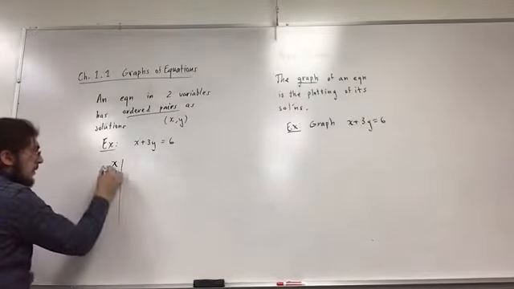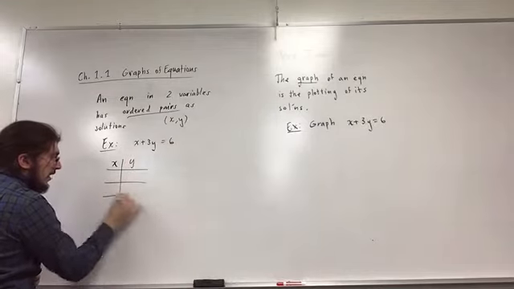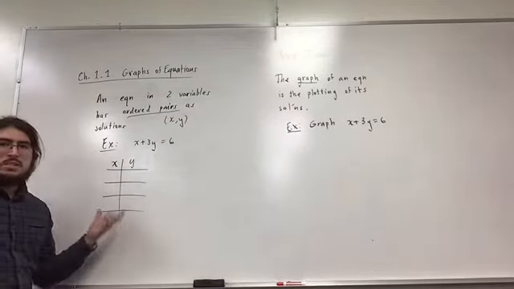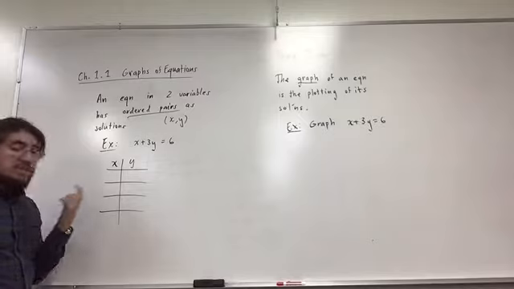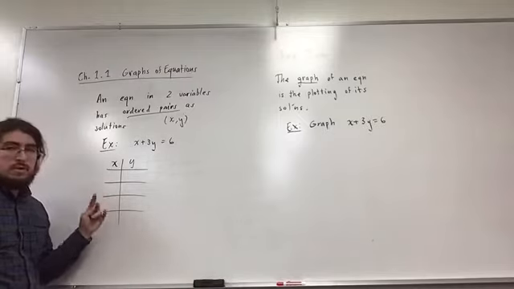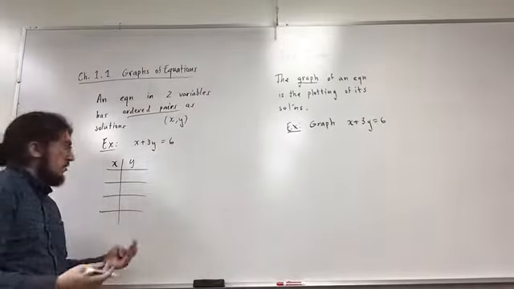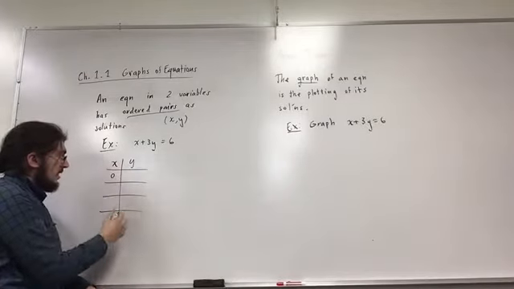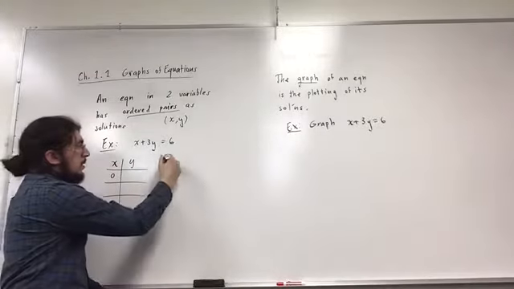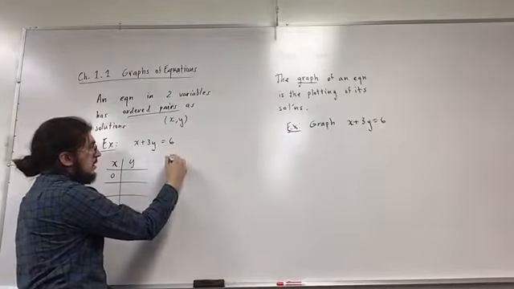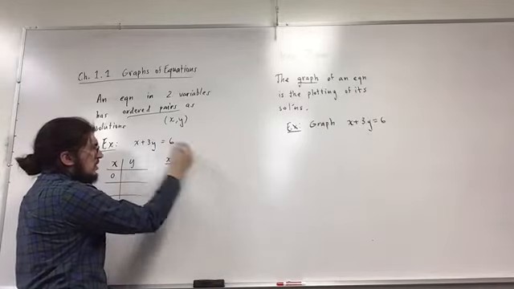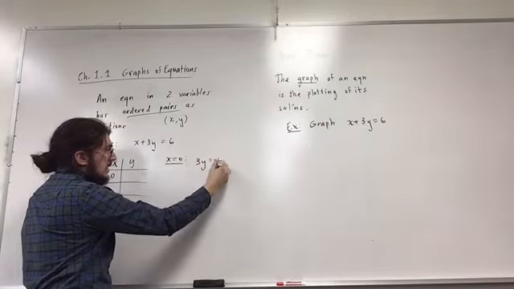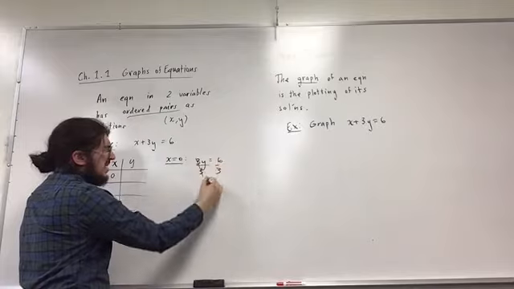So let me create a table, column for x, column for y, and you can make it as long as you want really. To fill this table out, you'll pick a value for x or a value for y and solve for the other variable. So for instance, if x is 0, we can plug in 0 into this equation. We'll get 0 plus 3y, which is just 3y, equals 6. Divide by 3, we get y is 2.